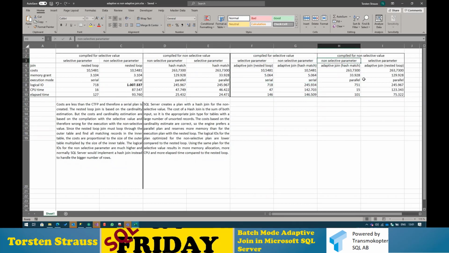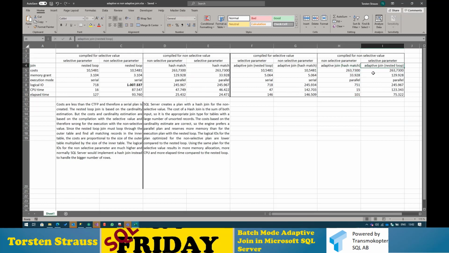We can see that it's the same behavior when I execute the stored procedure again and I allow SQL Server to use the adaptive join. It's almost the same comparing this execution with this execution. It's even a little bit better in terms of elapsed time. I mean, it's 25, I'm pretty sure. Yes, so okay, it's a little bit slower, but again, it is not that slow that I would say it makes no sense to use an adaptive join.